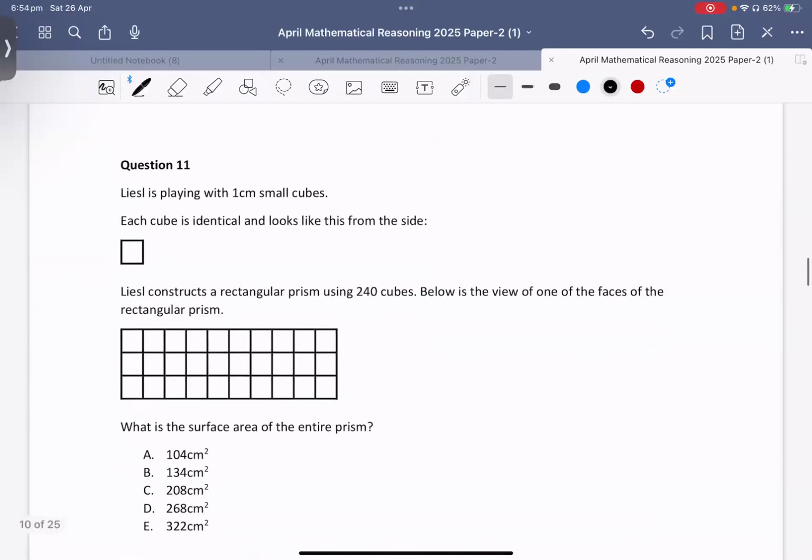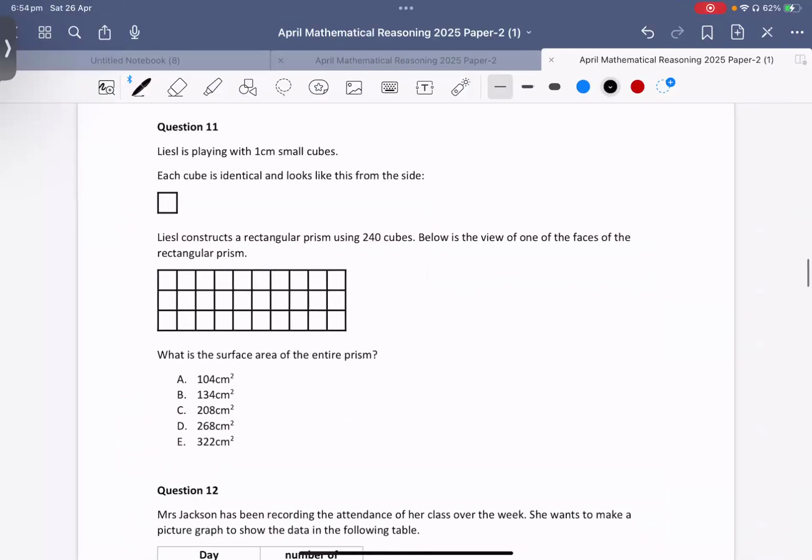All right, question 11. So Liesel is playing with 1 centimeter small cubes. Each cube is identical and looks like this from the side. Liesel constructs a rectangular prism using 240 cubes. Below is the view of one of the faces of the rectangular prism. So if this is one of the faces, right, can we see that there's 30 cubes being used for this face? It's a 10 by 3, right?